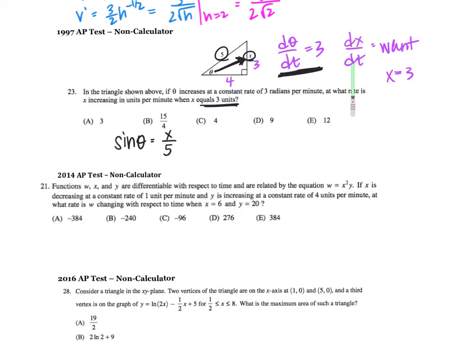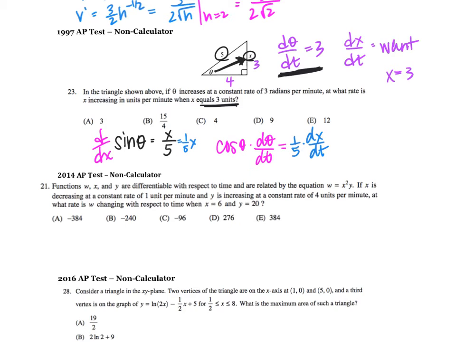All right, if I want dx dt, I know I've got to take a derivative of this. The derivative of sine is cosine, leave the angle, times the derivative of the angle, d theta dt. And the derivative of x divided by 5, if you think about it that way, that would be the quotient rule. But if you think about it as 1/5 x, the derivative of 1/5 x is 1/5. The derivative of that x is dx dt, and that's what we're looking for. Let's go plug in some knowns.